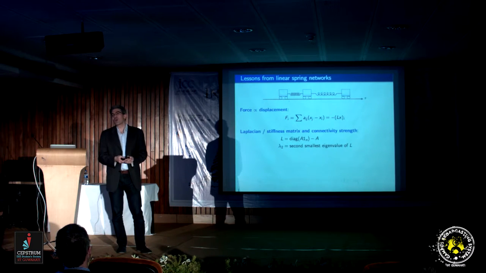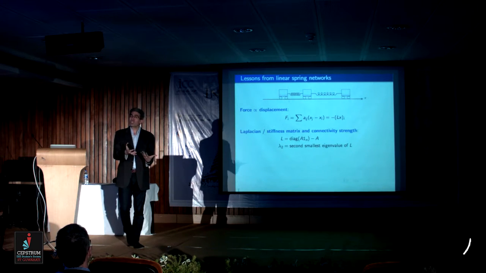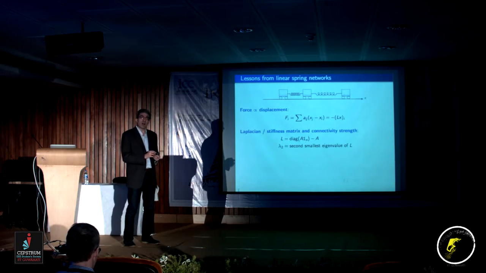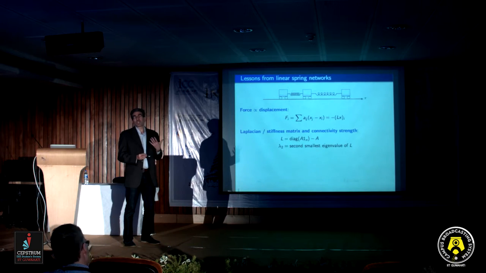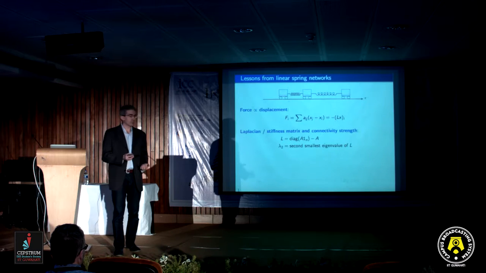Lambda 2 is referred to as the algebraic connectivity, and it's been popularized in the work by Fiedler, who studied all the beautiful properties of these eigenvalues of the Laplacian matrix, which, again, the Laplacian matrix is another object studied in algebraic graph theory, just like the adjacency matrix.